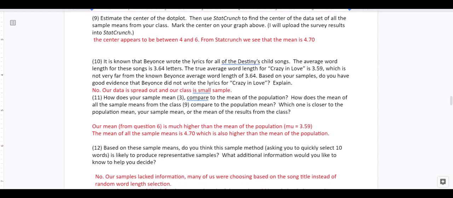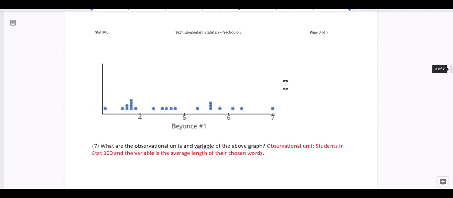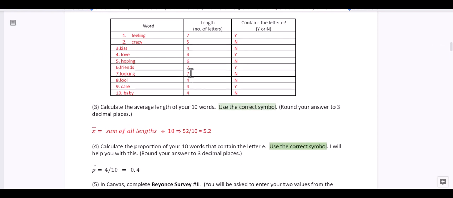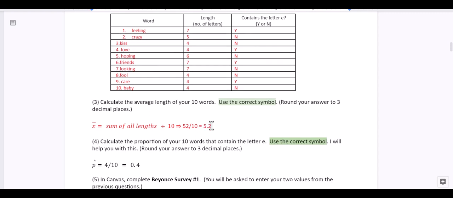So our mean from question 6 is much higher than the mean of the population, 3.59. Now remember, the population was just the lyrics for Crazy in Love. The mean of all the sample means is 4.70, which is also higher than the mean of the population. So think about what your own mean was. So mine, going back to my data, my mean was 5.2. The sum of all the 10 words that I chose, my mean was 5.2. So that is much larger, right?